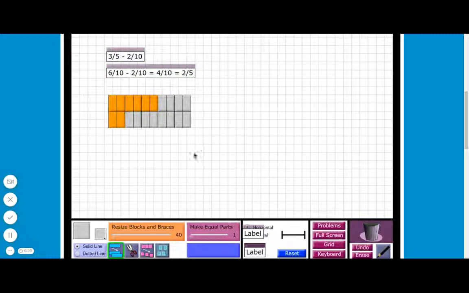And that is how I use the bar model to find common denominators in order to solve subtraction and addition fraction problems.